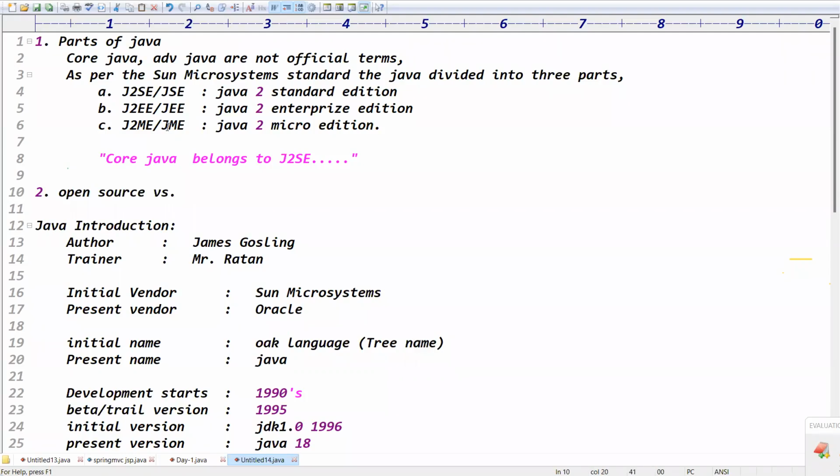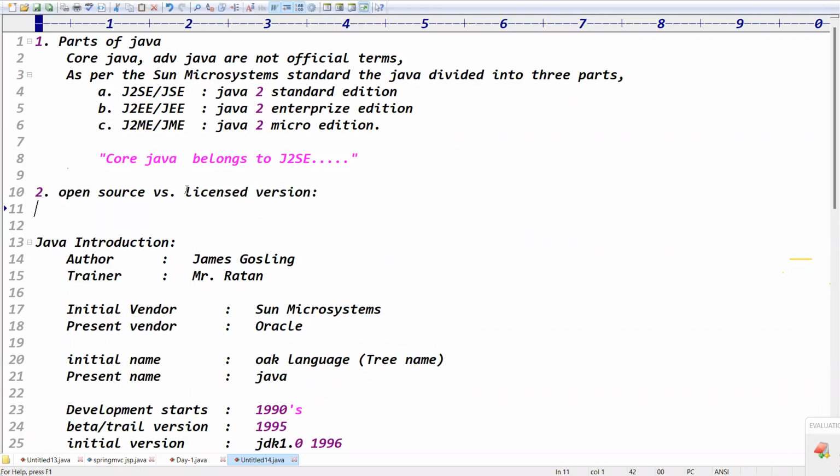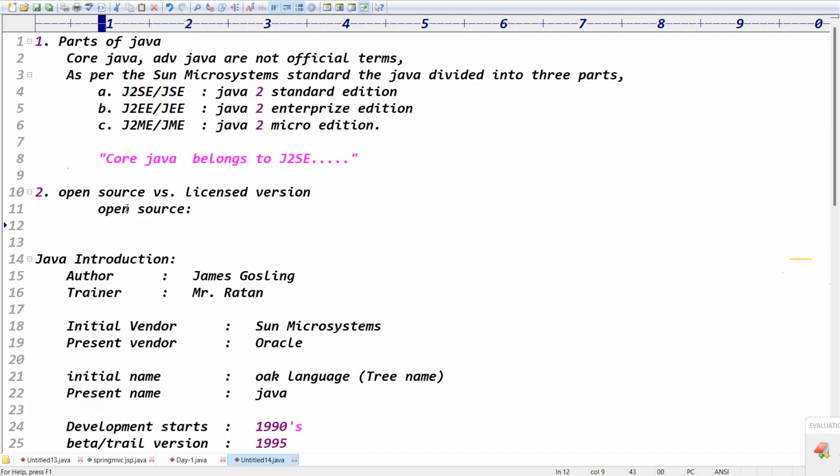Open source versus license version, right? Exactly. Some people say, no, open source. In my company, in my project, some of the tools are open source and some of the tools are license version, right? Exactly. Tell me, guys, what do you mean by open source?